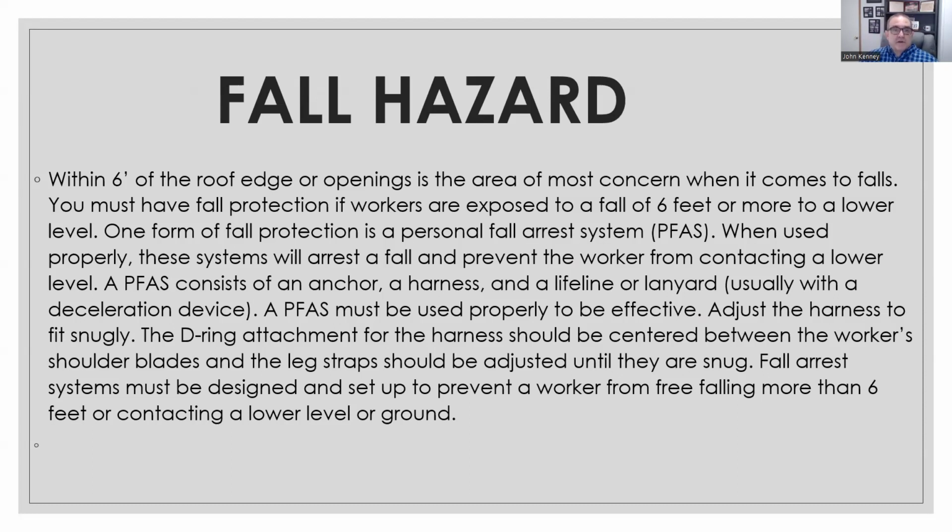A personal fall arrest system consists of an anchor, a harness, and a lifeline or lanyard, usually with a deceleration device that will break the fall. A PFAS must be used properly to be effective. Adjust the harness to fit snugly. The D-ring attachment of the harness should be centered between the worker's shoulder blades, and the leg straps should be adjusted until they're snug. Fall arrest systems must be designed and set up to prevent a worker from free falling more than 6 feet or contacting a lower level or the ground.